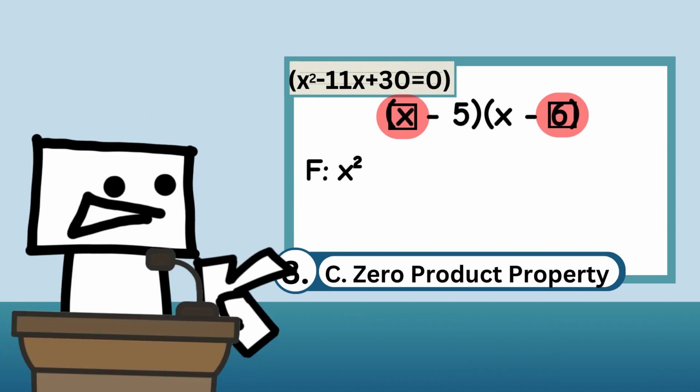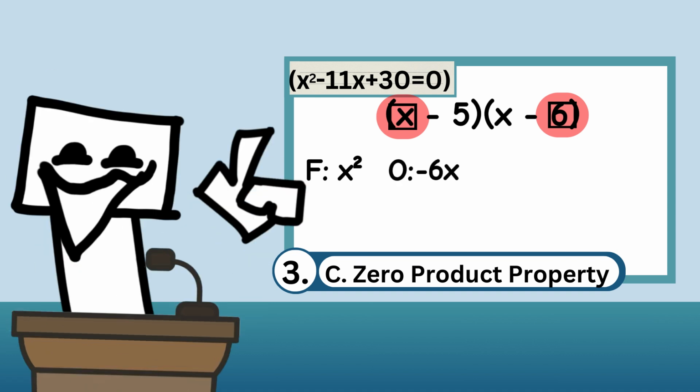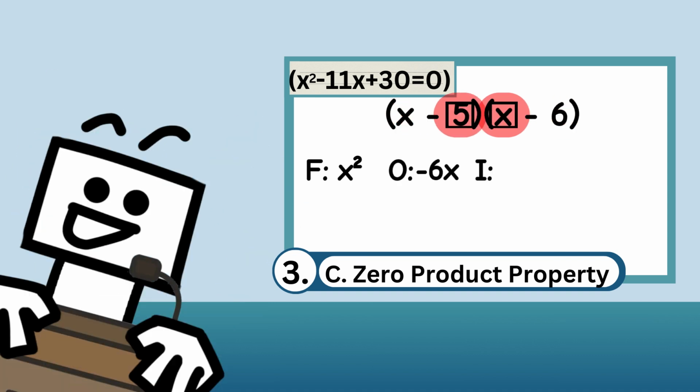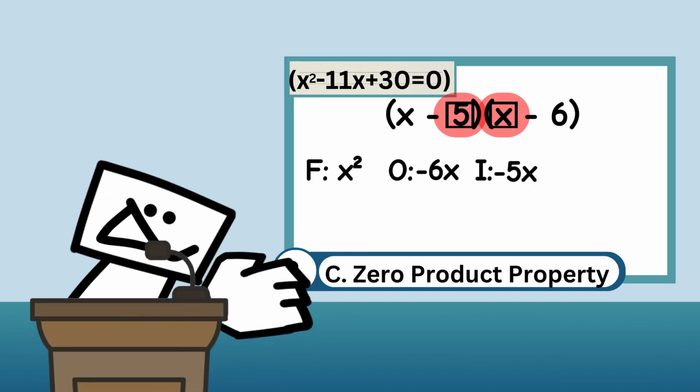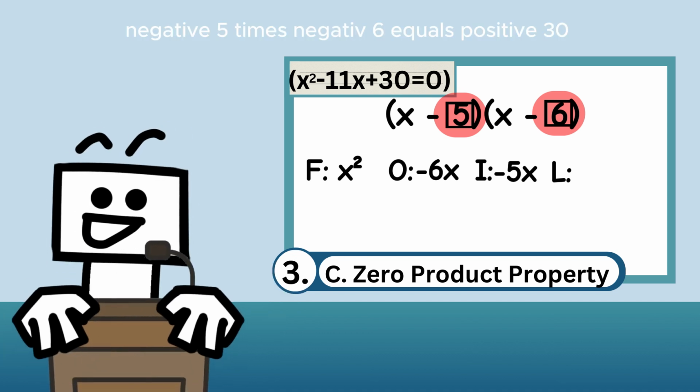Now let's actually solve our outer. Negative 6 times x equals negative 6x. Let's solve the inner. Negative 5 times x equals negative 5x. Lastly, we'll have our last. Negative 5 times negative 6 equals positive 30.